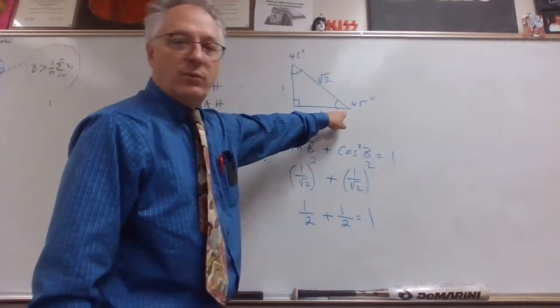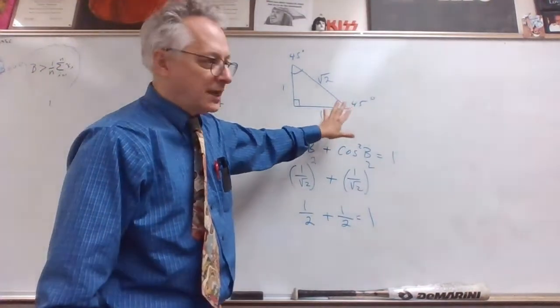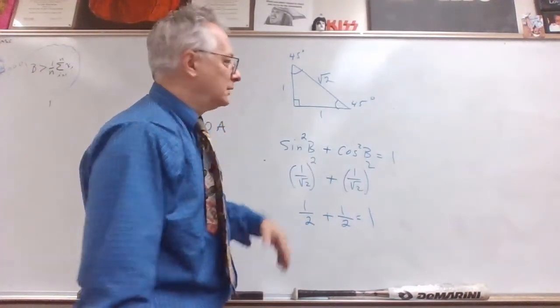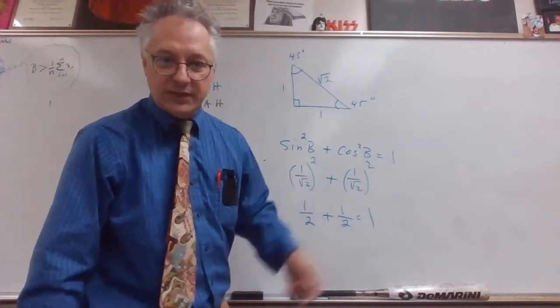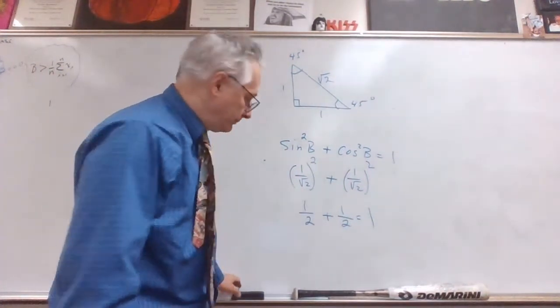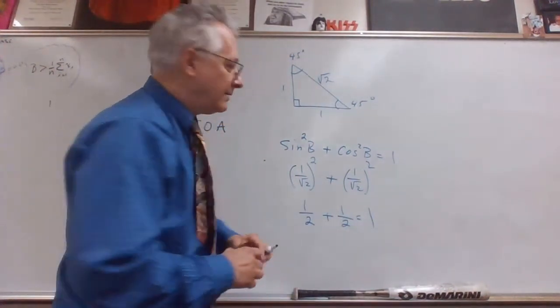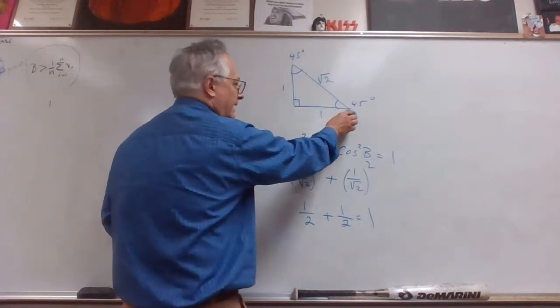And for any angle, that works. It could be 30 degrees. The sine squared plus the cosine squared is equal to 1. It could be 60 degrees. The sine squared and the cosine squared is equal to 1. So it's all the same, as long as you're looking at that angle.